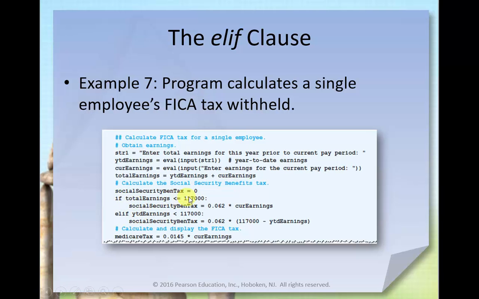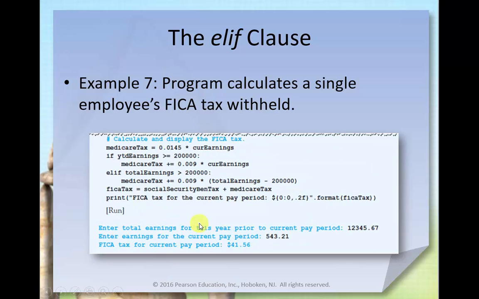If your earnings are less than or equal to that, then your tax is this. Else if your total year-to-date earnings are less than that, you're going to get nailed for this much tax. And then they go on and do the same thing here with the Medicare because it has a similar kind of a formula. Two conditions. If this, do that. Else if this, do that. So it's a kind of more concise way sometimes of evaluating multiple conditions.